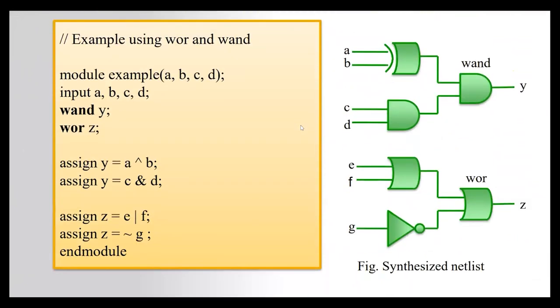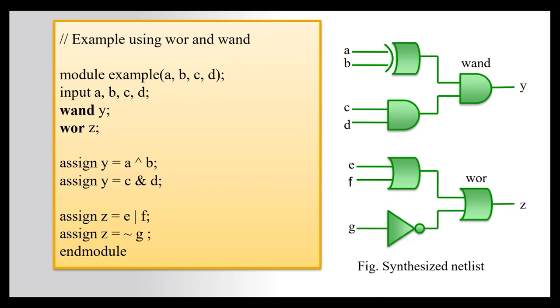That is about the wire data type. The wire data type is mainly used for combinational logic circuits. It doesn't store any value. Next, W and, wand. Wand is also the same. It is mainly used for combinational logic circuits. It doesn't store any value.